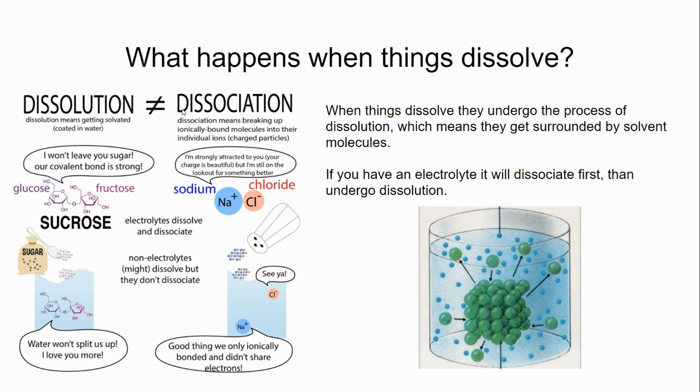So dissolution and dissociation. Dissolution means that they are just being coated in water. Sodium chloride undergoes both dissociation and dissolution, whereas sucrose or sugar only undergoes dissolution, not dissociation. So if you have an electrolyte, it will dissociate first, then undergo dissolution. Whereas if you have a polar molecule, it will just undergo dissolution, no dissociation.